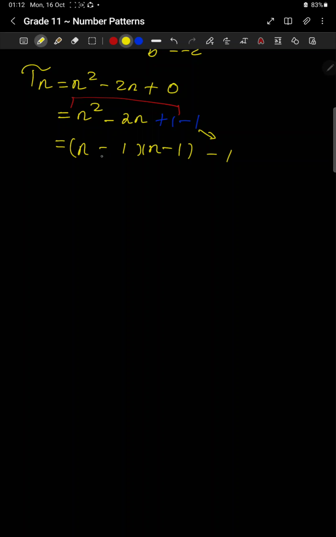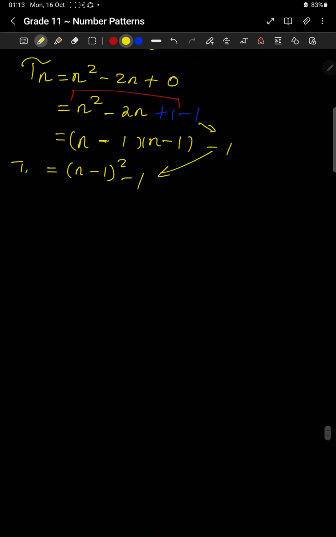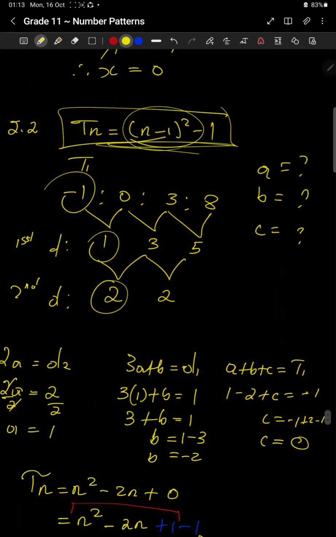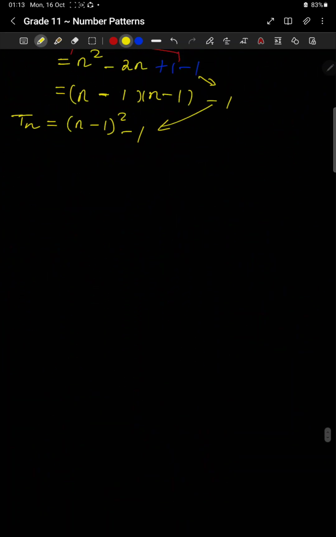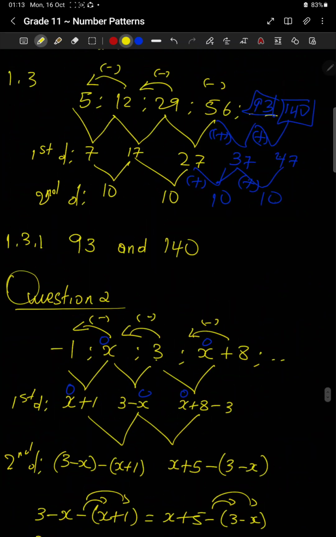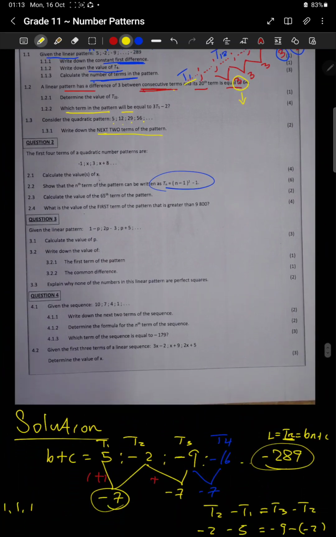From here we can see that we have two brackets which are the same, so we can say this is going to be n minus 1 all squared, and we throw this negative 1 over here. So we've got Tn here. Let's check what we are proving here: open brackets n minus 1 all squared minus 1. So this is what we've got here, and that's perfect.